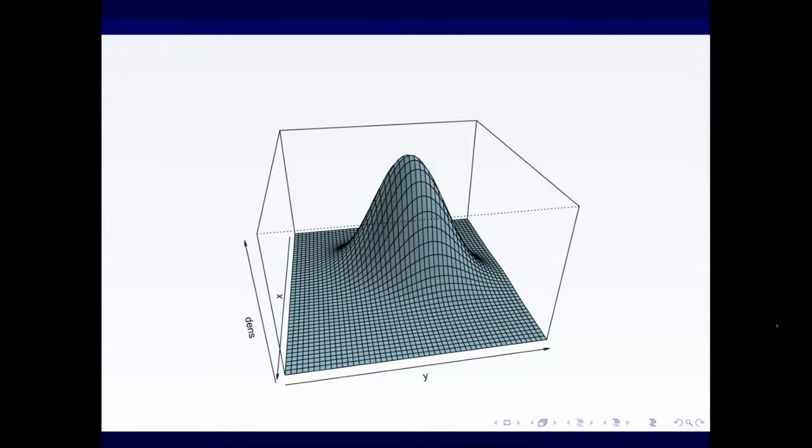For the multivariate case, it is very difficult to visualize because we have a limit in three dimensions. We are living in a three-dimensional world, so it is very difficult to visualize when you have more dimensions. But this is the basic idea.